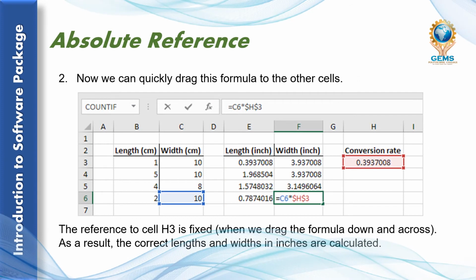Now we can quickly drag this formula to the other cells. The reference to cell H3 is fixed. That means when we drag the formula down and across, the correct length and width in inches are calculated.